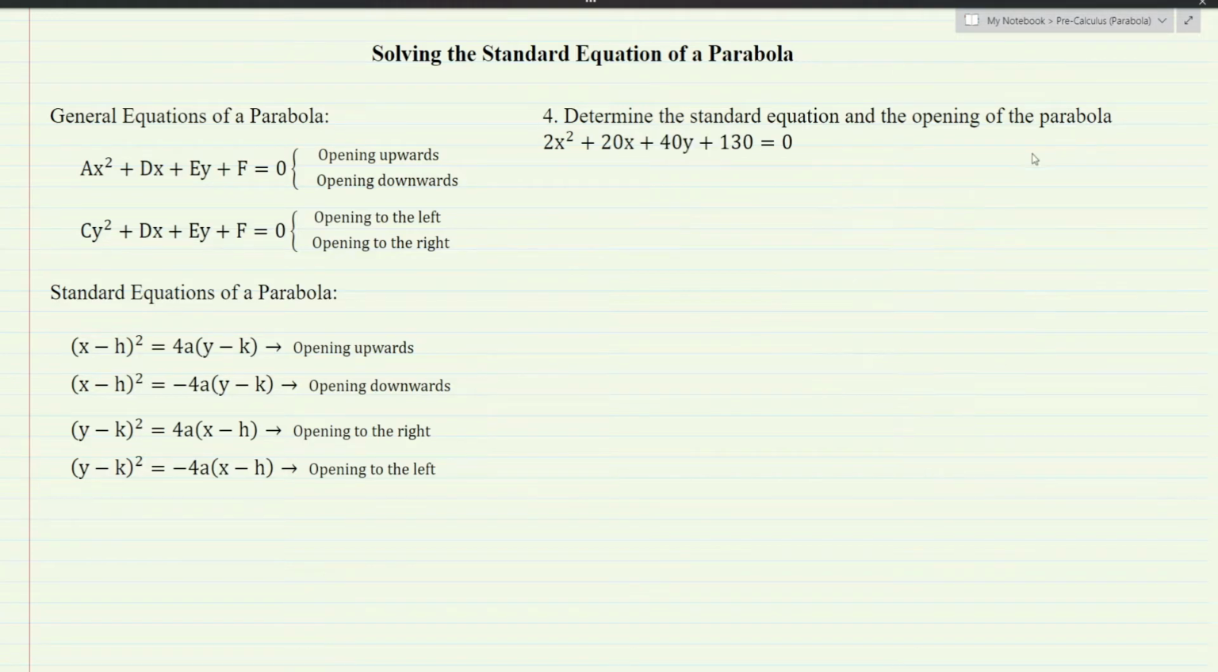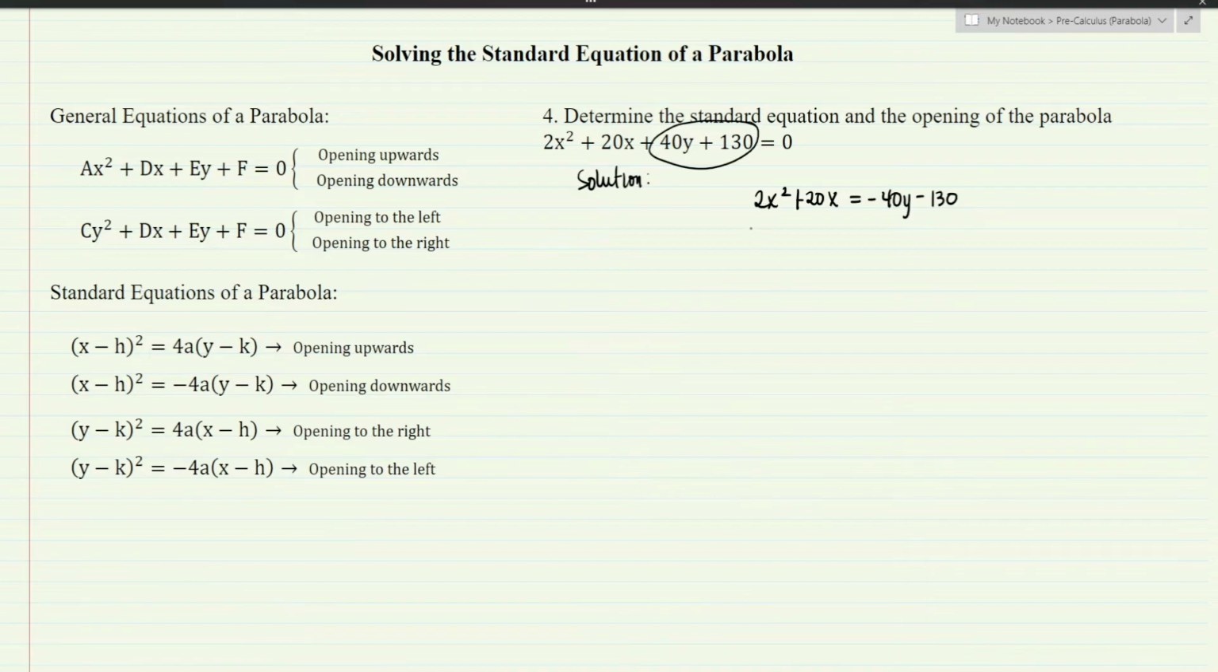So the last problem here, we have the equation 2x squared plus 20x plus 40y plus 130 equals 0. Now, the terms that we will be transposing on the right side of the equation are these two terms here, 40y and 130. So I will have here 2x squared plus 20x on the left side. Then I will have negative 40y minus 130 on the right side.